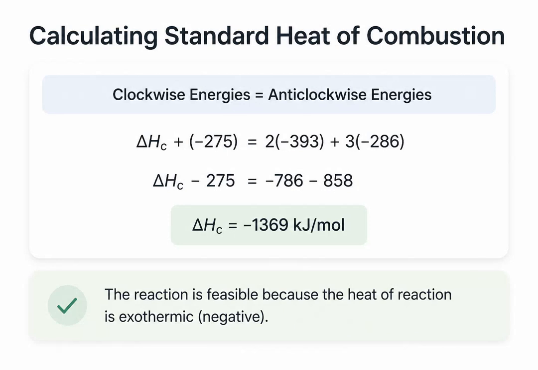values. When we calculate the final value, the easiest way to memorize the process is to look at the direction of the arrows. We add all the clockwise arrows together and equate them to the anti-clockwise arrows. In our cycle, the heat of combustion plus the formation of ethane equals the total formation energy of the products. Making the heat of combustion the subject of our formula gives us negative 1,369 kilojoules per mole. Because this value is negative, the reaction is exothermic and energetically feasible.